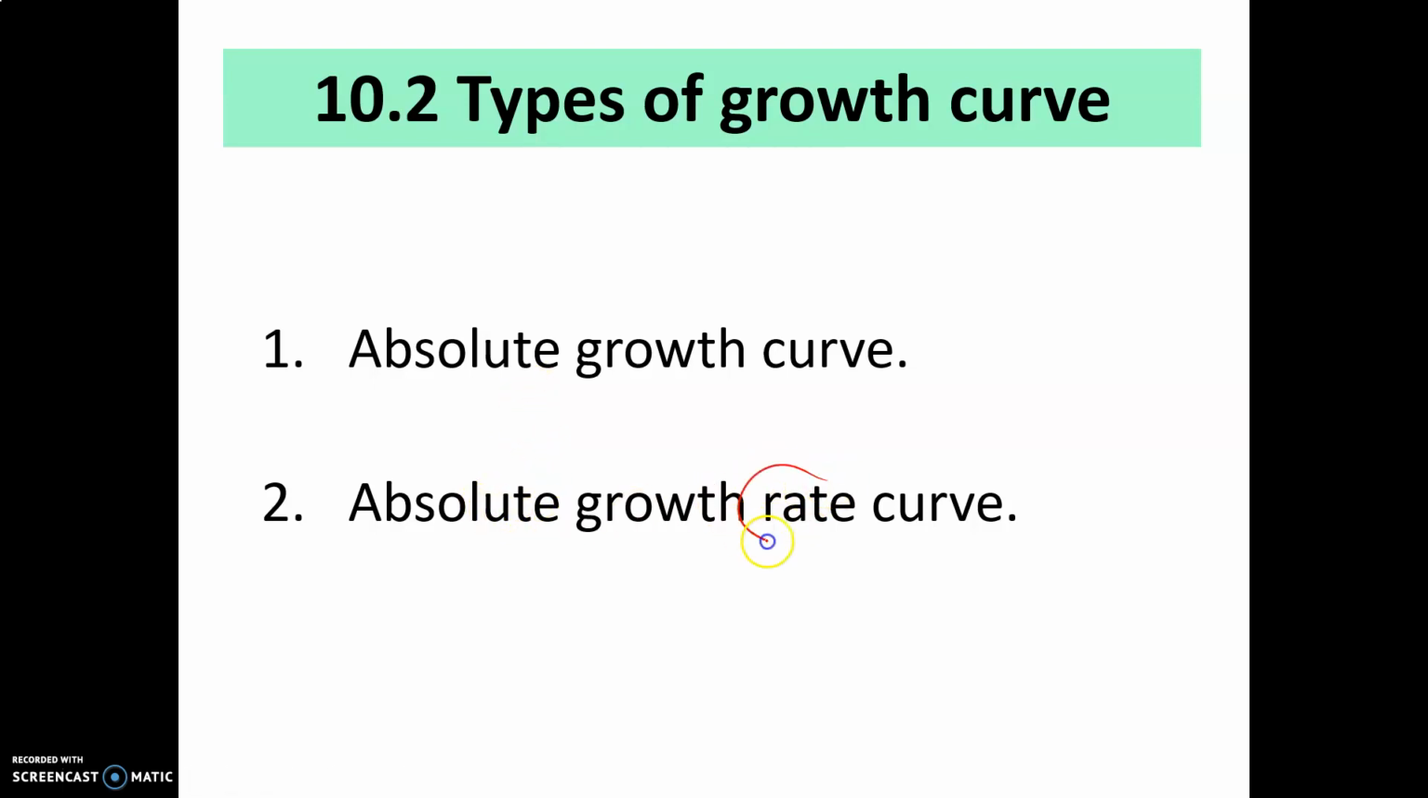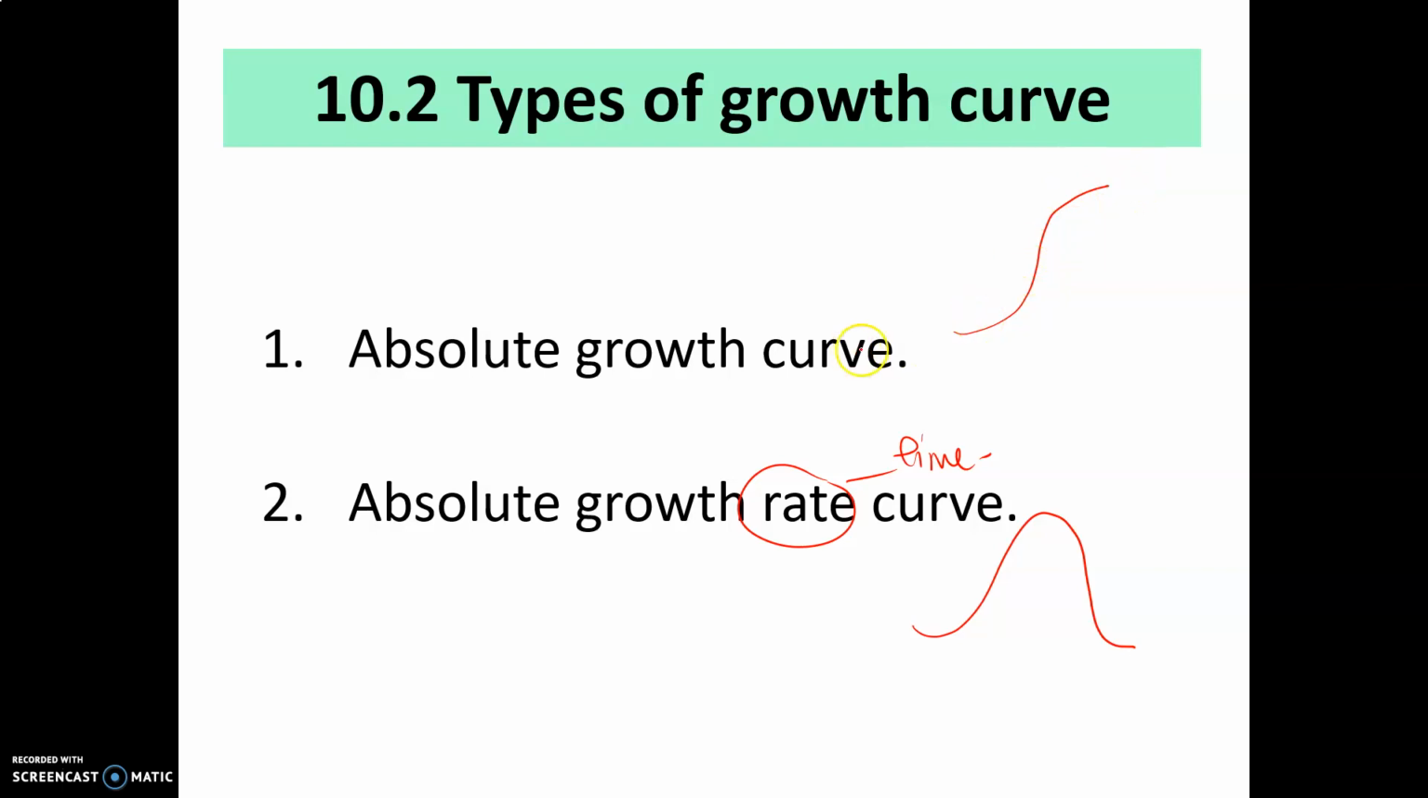Kalau kita kata rate, dia akan melibatkan time lah. Dia akan melibatkan masa. Tetapi kalau absolute growth curve ini, dia tidak melibatkan time. So yang this one, dia akan melibatkan time. So bila dia melibatkan time, dia akan bentuk bell shape. Manakala kalau absolute growth curve dia tidak melibatkan time, dia akan membentuk S lah. Dia akan bentuk sigmoid. So itu adalah perbezaan yang utama.